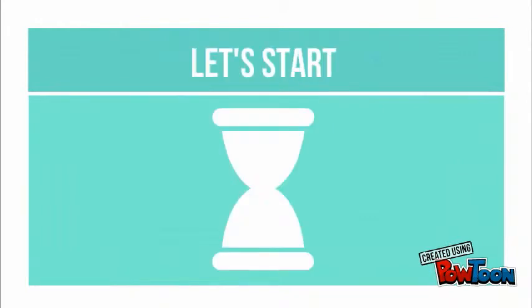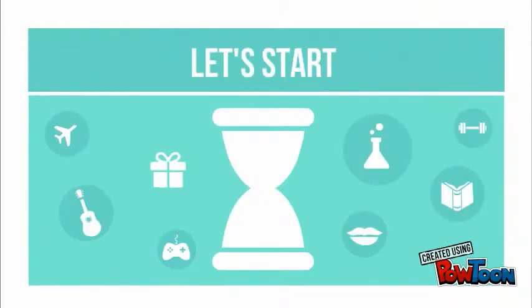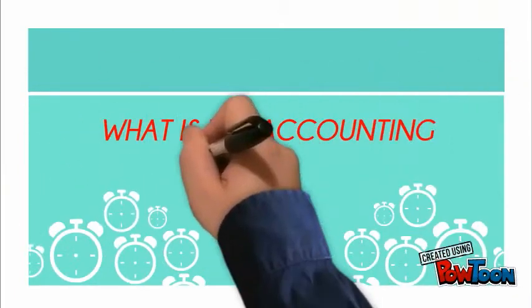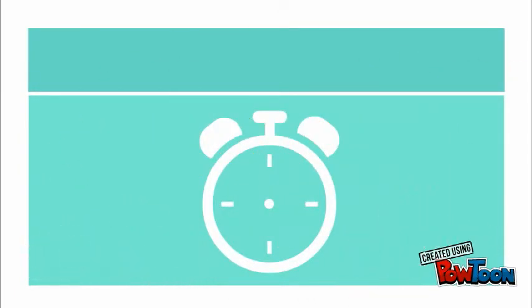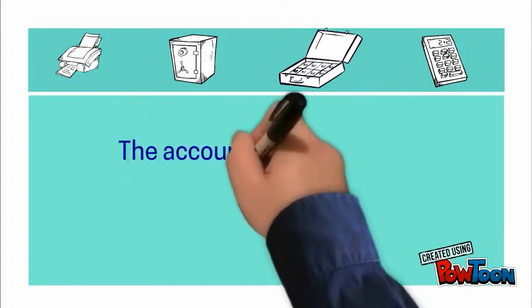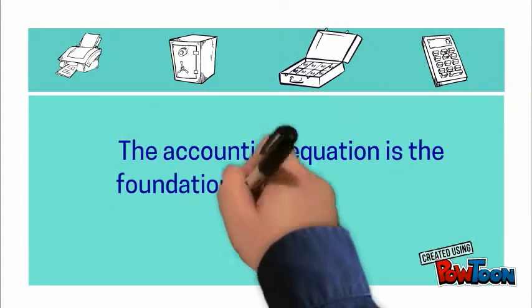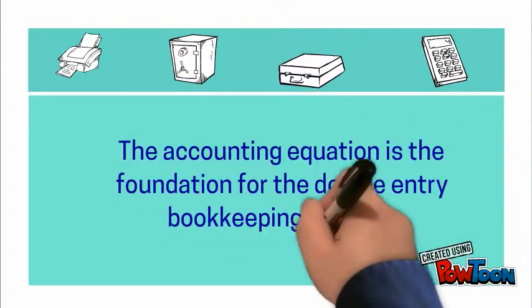In the accounting equation, you need to know about assets, liabilities, and owner's equity. Firstly, you must know the meaning of the accounting equation. The accounting equation is the foundation for the double-entry bookkeeping system.